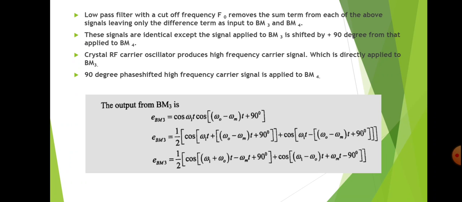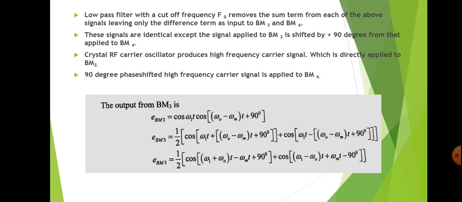So at the output, we are using 2 low pass filters. The low pass filter with a cutoff frequency f0 removes the sum terms from each of the above signals, leaving only the difference terms as input to BM3 and BM4. You know that a low pass filter passes only the low frequency signals. That is why it omits the sum terms and only passes the difference terms. Difference terms give a smaller frequency, but sum terms give a higher frequency. That is why the low pass filter passes only the difference terms.